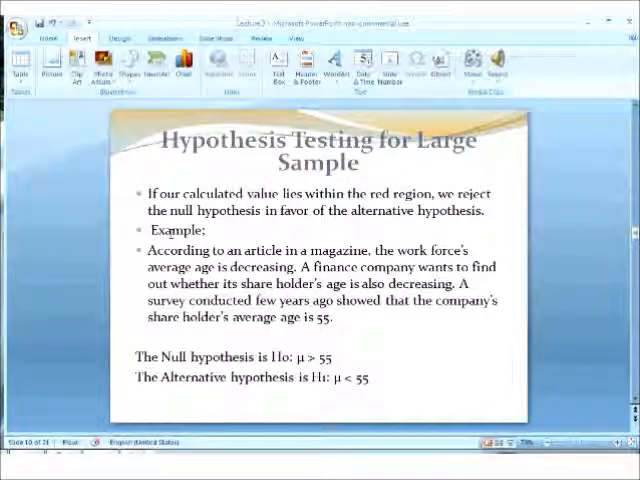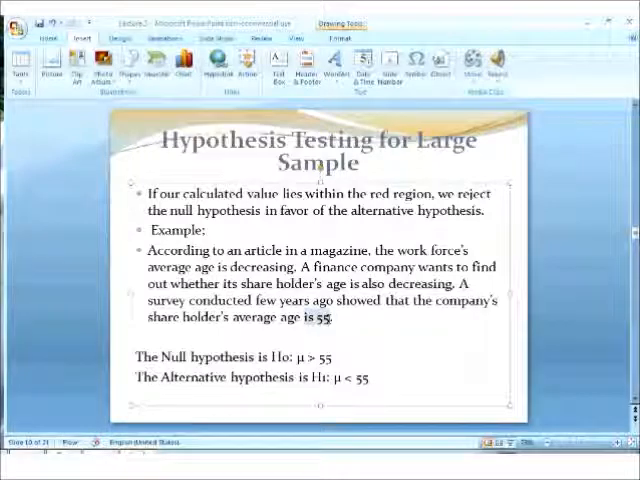So a finance company wants to find out whether its shareholders' age is also decreasing, because people who work buy some shares. So based on this article, this finance company wants to find out if the shareholders' age is also decreasing. And a survey conducted a few years ago showed that the company's shareholder average age is 55. So this is what 55 is based on, the past data set that the company had collected.